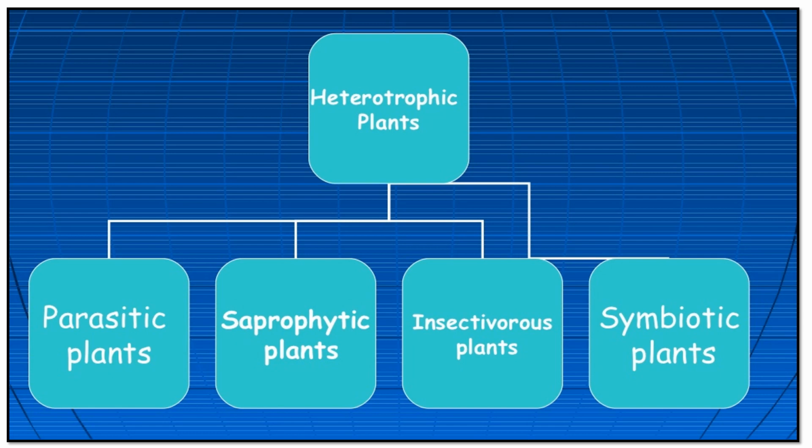There are four types of heterotrophic plants. Number one is parasitic plants. Number two is saprophytic plants. Number three is insectivorous plants. And number four is symbiotic plants.